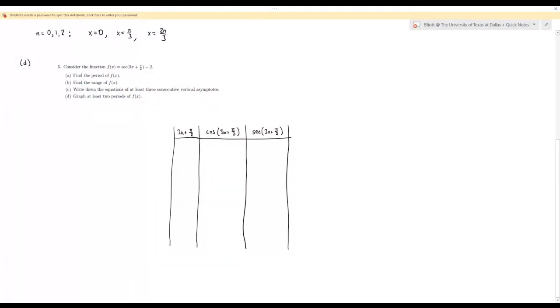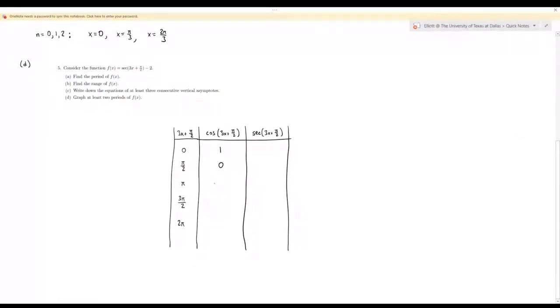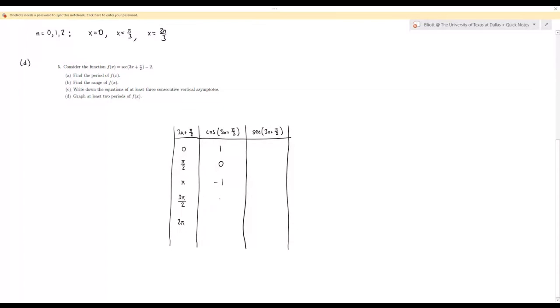Now for a cosine function, I think a good choice of angles to work with is just the usual 0 to 2 pi, and I'll go up in increments of pi over 2. We know that cosine makes one full period from 0 to 2 pi, so I'm just going to use that as my starting point. And then I know cosine of 0 is 1. Cosine of pi over 2 is 0. Cosine of pi is -1. Cosine of 3 pi over 2 is 0. And then cosine of 2 pi is 1.